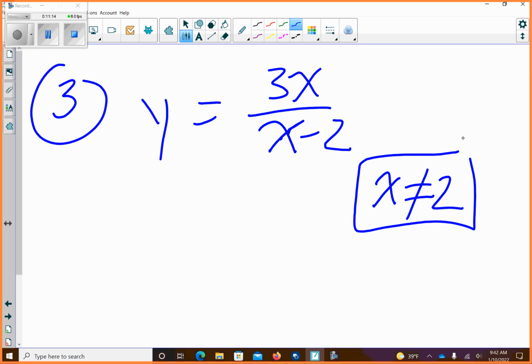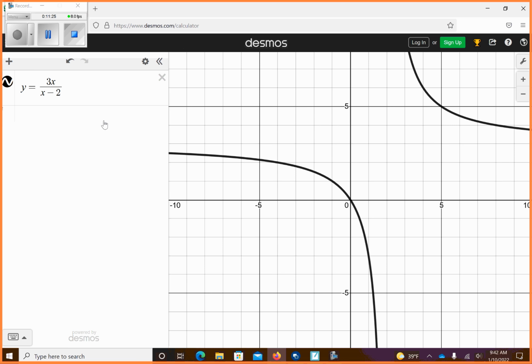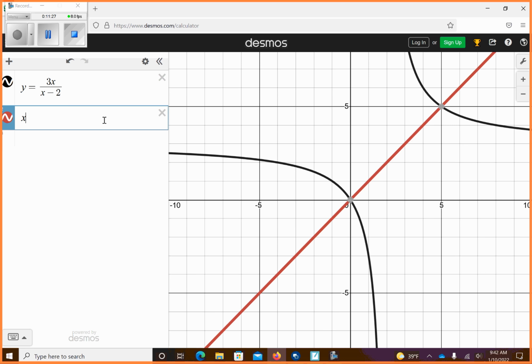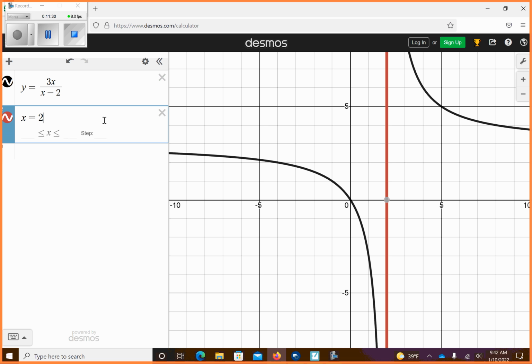Okay? So let's think about that x can't equal 2. So what we can do is go back to Desmos and take a look at it. Let's write x equals 2. It becomes a vertical red line. So talk to me about that line. Is it horizontal or is it vertical? Vertical? Okay?